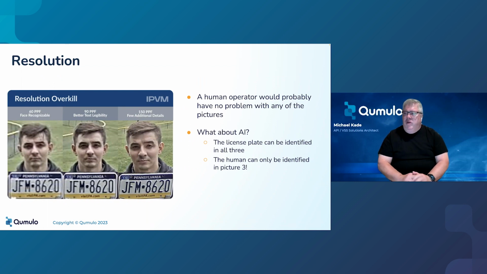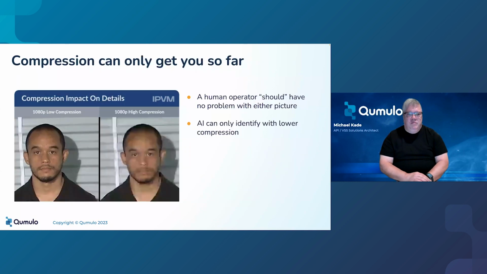So what about when you do AI? AI can really only identify the one on the right. And that is because it's clear and AI can get a good view of that person. So if you're interested in bringing AI into your environment, you have to start thinking of things like resolution and frame rate. The other one is compression.